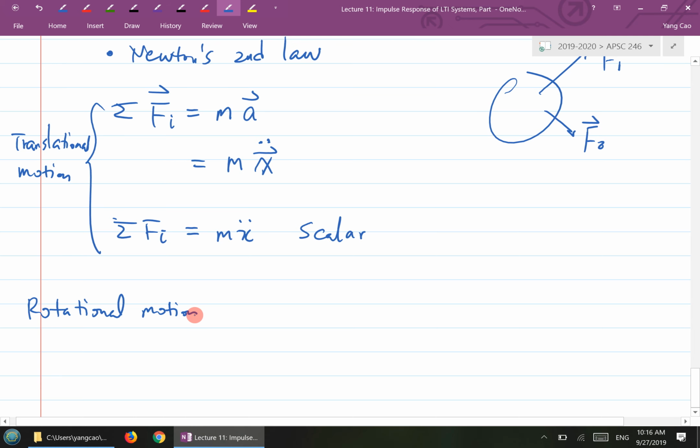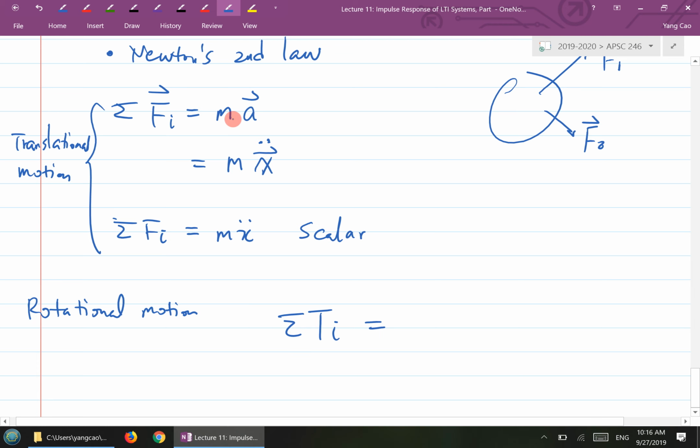Rotational motion, instead of a force, right? Force gives you translational motion. Now, when it comes to rotational motion, it will be a torque. So if you apply a number of torques to the system and you add them all up, each torque individually will cause rotation, and added together, there's still a rotation.